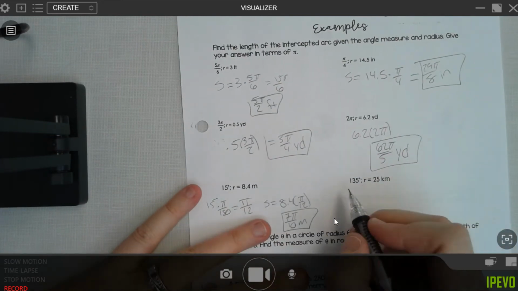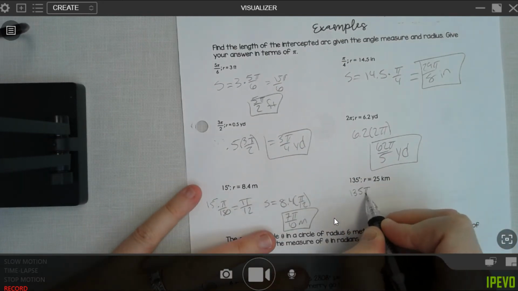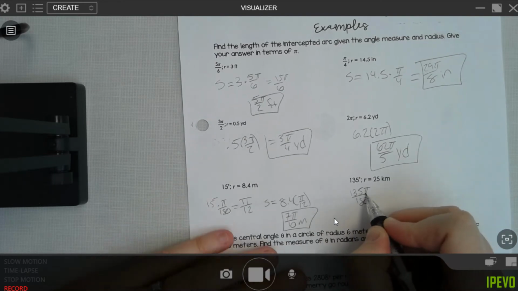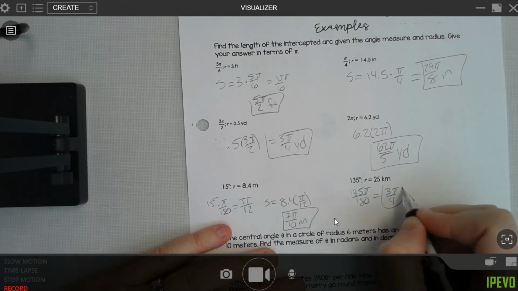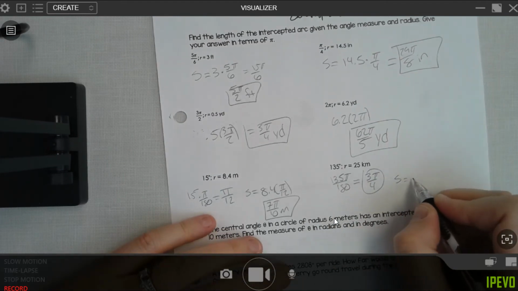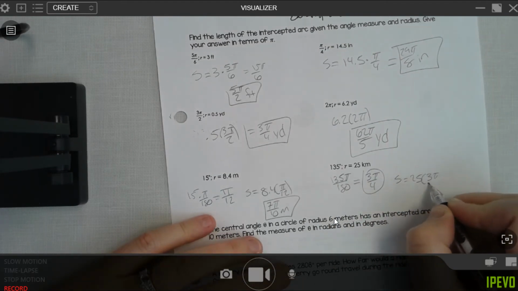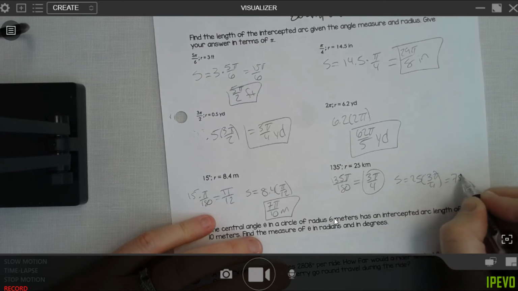Okay, and then this one has to be 135 pi over 180, because I'm multiplying by pi over 180 still. Reduce that down and get 3 pi over 4. So I'm going to use that angle. So S equals 25 times 3 pi over 4. That gives me 75 pi over 4 kilometers.